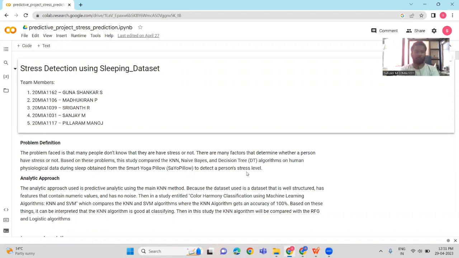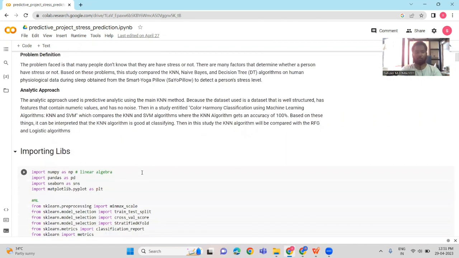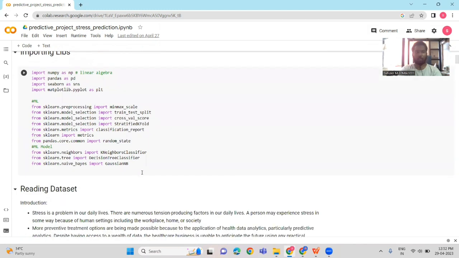Now let's see the implementation part. The problem faced is that many people don't know whether they are stressed or not. There are many factors that determine whether a person has stress or not. This study compared KNN, Naive Bayes, and more ML models. Physical data during sleep was obtained from the sleep yoga pillow. To detect a person's stress levels, we have imported all the packages needed.